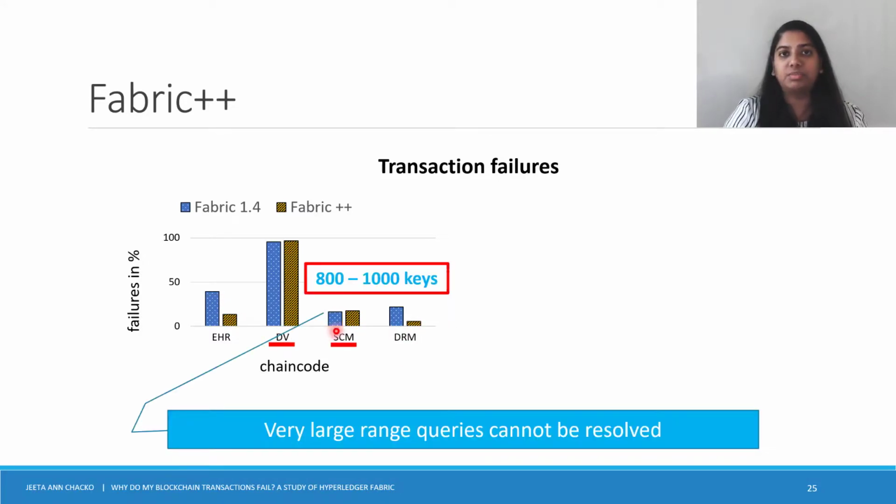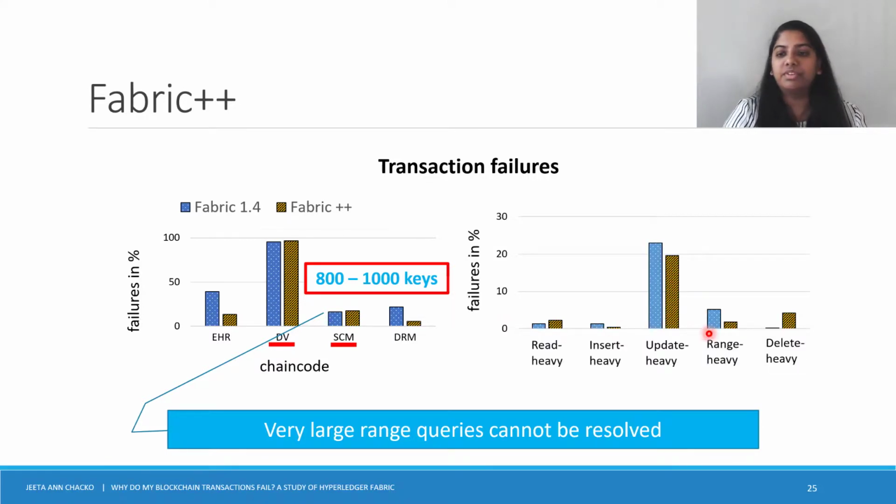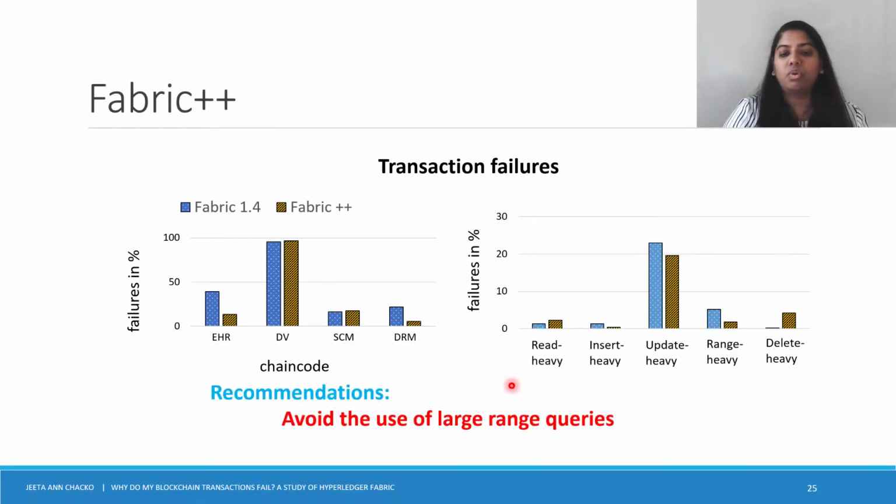But an exception is when there are a large number of large range reads, for example, up to 1,000 keys being read in the digital voting and the supply chain management chain codes. Such large range reads would have dependencies with multiple transactions, and therefore reordering will not be very effective. But if the range is smaller with 8 keys, we can see that Fabric++ is effective. So our recommendation is to avoid such large range queries or convert them, as I mentioned in the previous slide.